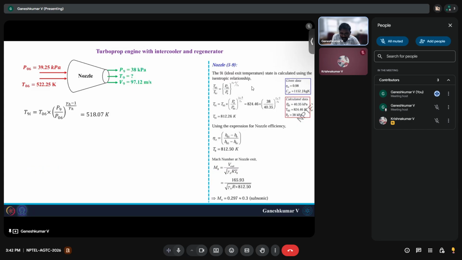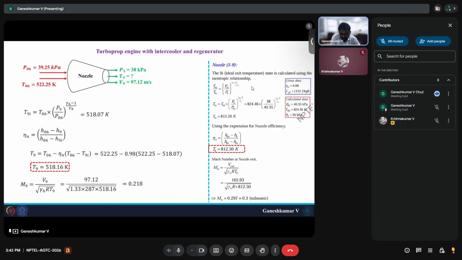All right. So then the temperature T9I, which is isentropic expansion in the nozzle, is around 518.07 Kelvin, but the actual temperature is going to be around 518.16 Kelvin. Okay, slightly higher because the process will not be isentropic and you have nozzle efficiency. So therefore, you can find the Mach number at the exit of the nozzle, which is around 0.218, which is also expected, and it is subsonic.